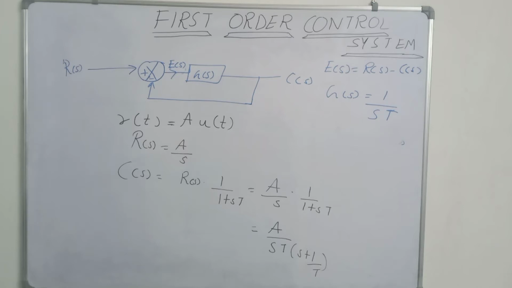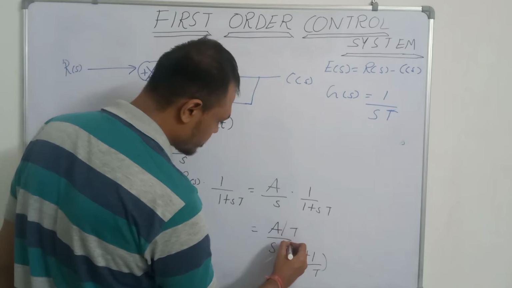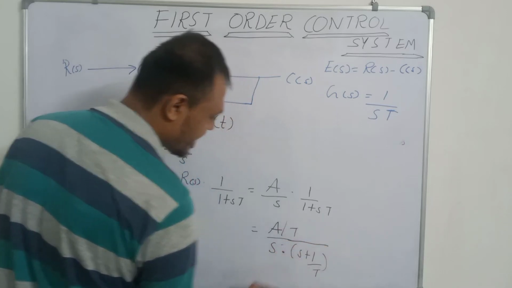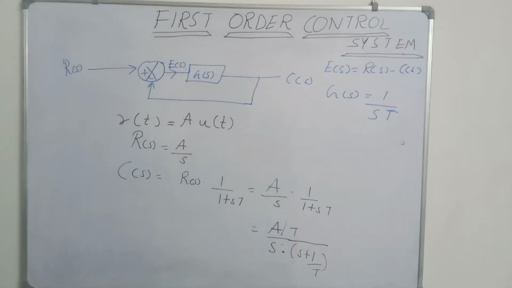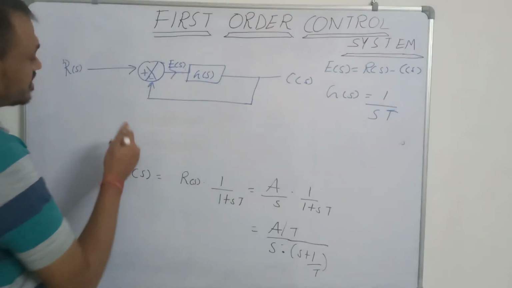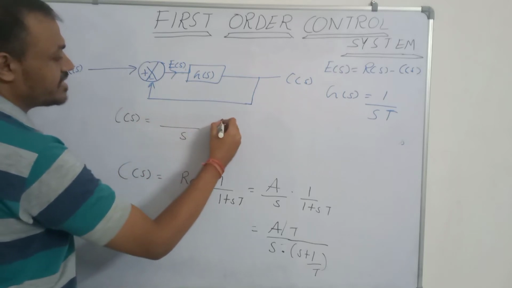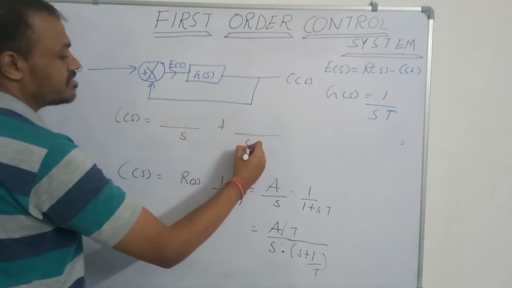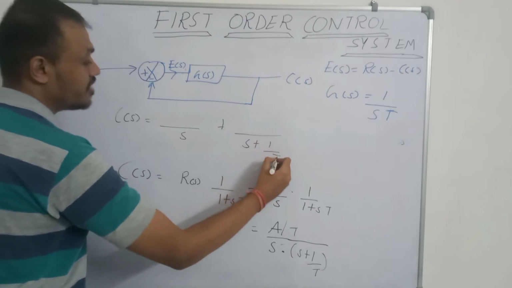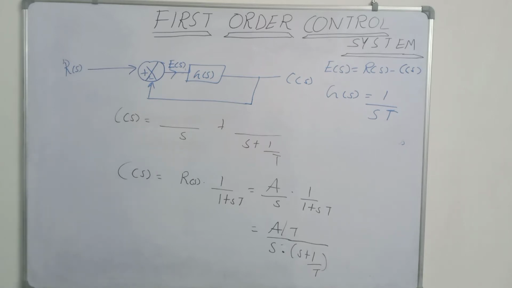A upon ST into S plus 1 upon T, or we can also write A upon T into S into S plus 1 upon ST. So if we want to reduce it to a general form, then C of S is equal to A upon S plus 1 upon T. So if you put S equal to 0, then you get this term.